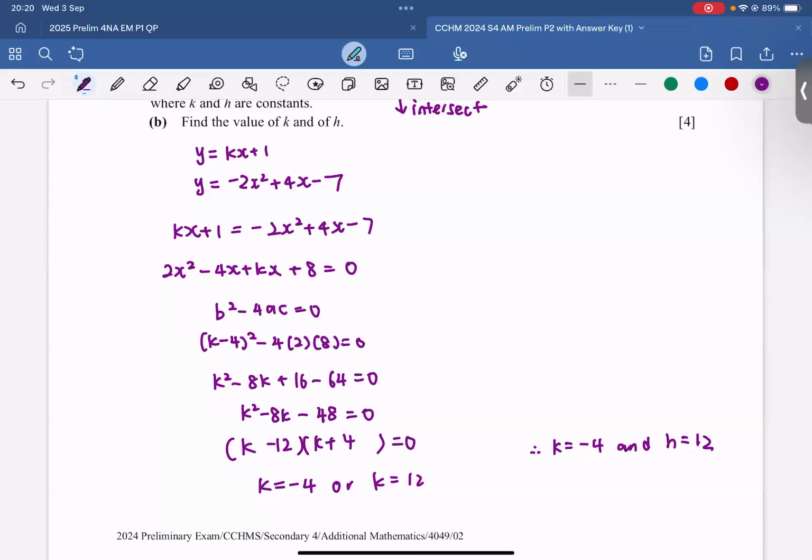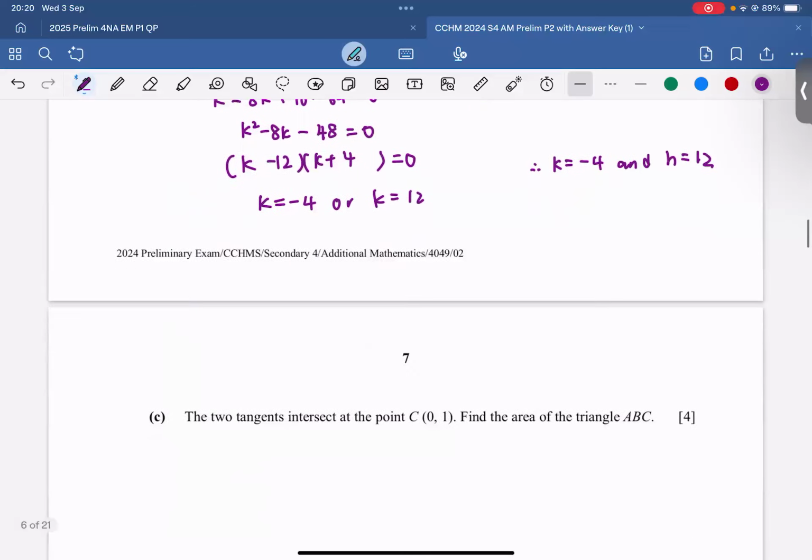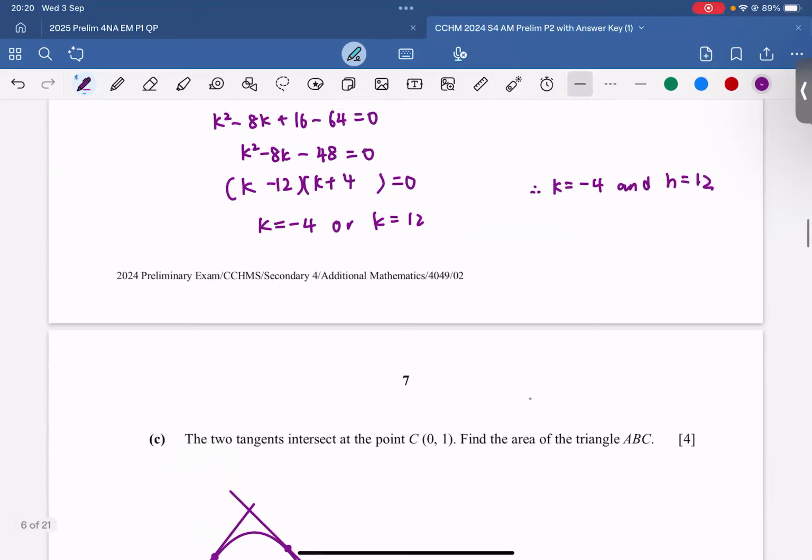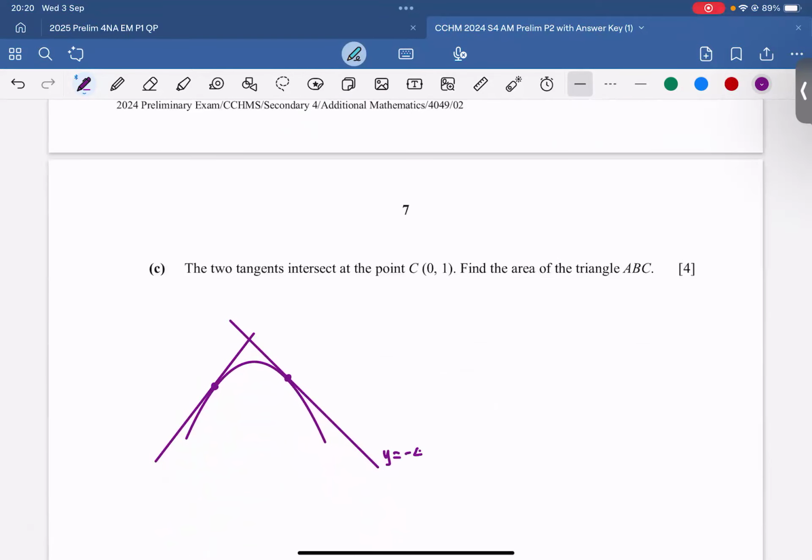Okay, the next one, the two tangent intersect at this. So this is like my curve. Then this is my first tangent. Then this is like my second tangent. Okay, then this is the point where they cut. So this is like my y equals to negative 4x plus 1. This is my y equals to 12x plus 1.